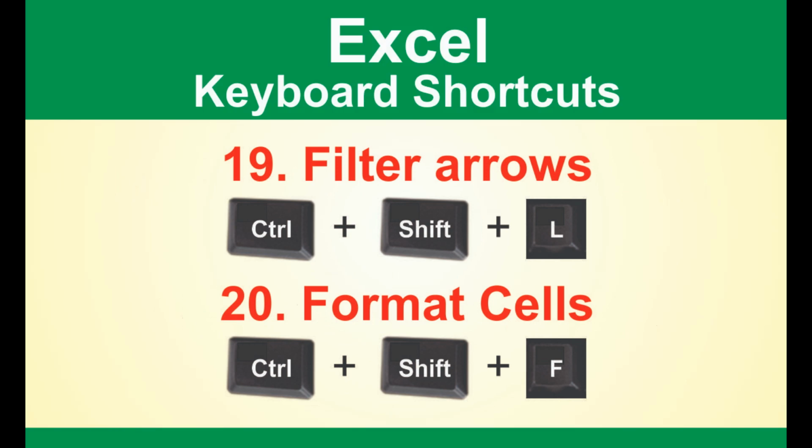And if you have multiple workbooks open, Ctrl+Tab allows you to switch between them effortlessly. Want to organize your data quickly? Ctrl+Shift+L turns filter arrows on or off, making data filtering a breeze. And if you want to format cells, Ctrl+Shift+F opens the Format Cells dialog box.